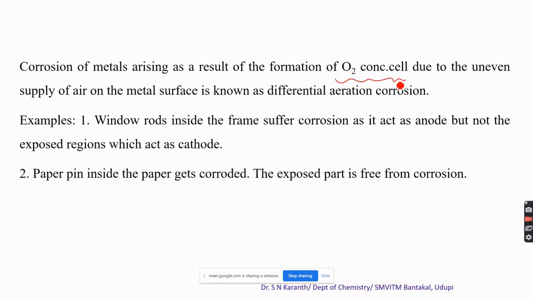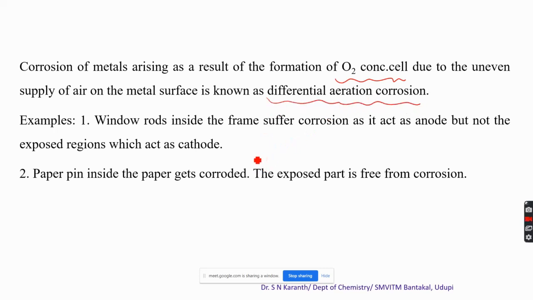The corrosion of metal arises as a result of the formation of an oxygen concentration cell. Here the concentration cell itself is an oxygen concentration. Due to variation in the concentration of oxygen, a cell is set up. That's why it is called an oxygen concentration cell. The uneven supply of air on the metal surface is known as differential aeration corrosion.